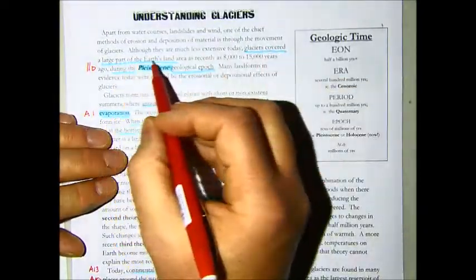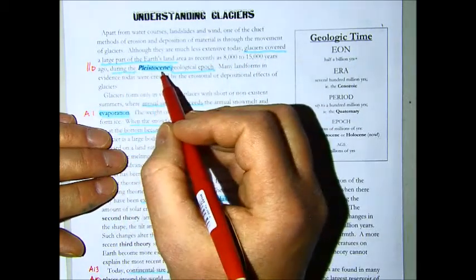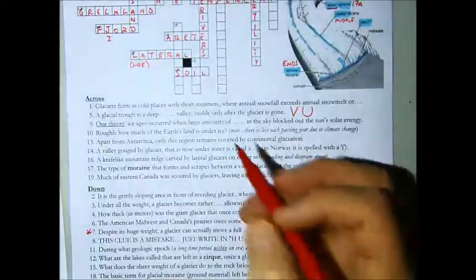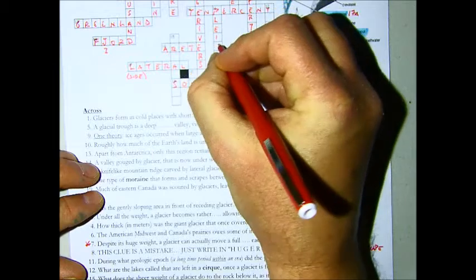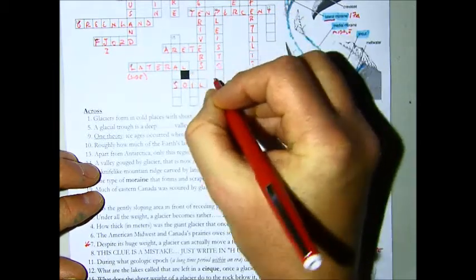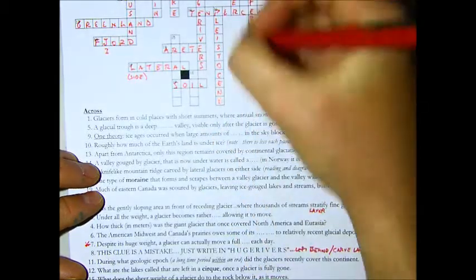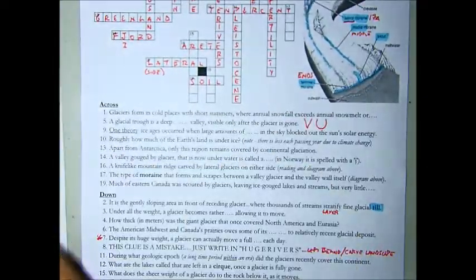Glaciers covered a large part of the Earth's land as recently as 8,000 to 15,000 years ago during the Pleistocene epoch. Okay, we live in the Holocene, but we're looking at the Pleistocene. So whenever you watch those Ice Age movies with the saber-toothed tiger and mammoth, that was the Pleistocene. That is when those stories would have occurred.